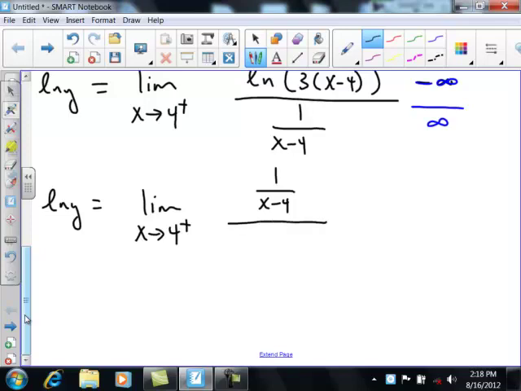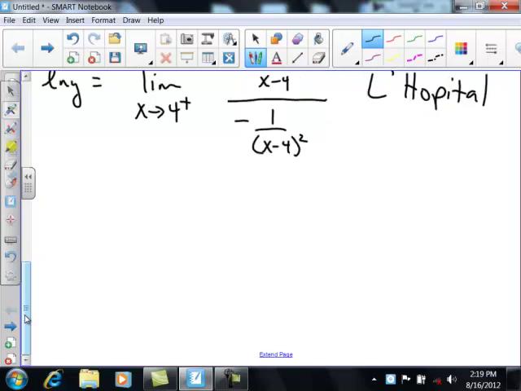Take the derivative of your denominator, which is 1 over x minus 4. You get negative 1 over x minus 4 squared. And that was my first application of L'Hopital. Everything else was rewriting and getting it to a form where I could actually use L'Hopital's rule. And now once I have it to a form where I can use L'Hopital's rule, I applied it that one time.